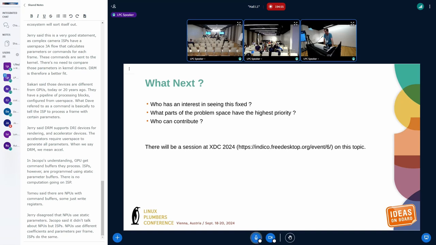I described a problem space, memory allocation, that's the one I'm the most interested in. And then there's the negotiation of the format and strides and different constraints when it comes to the layout of the image in those buffers. That's, from my personal point of view at least, a secondary goal. I think it's important, but less urgent for me. And the question is, who would like to see this addressed? Which small subset of that group would be willing to contribute? And how could we make that happen? So there will be a session about this at XDC next month in October, for those of you who plan to be there.